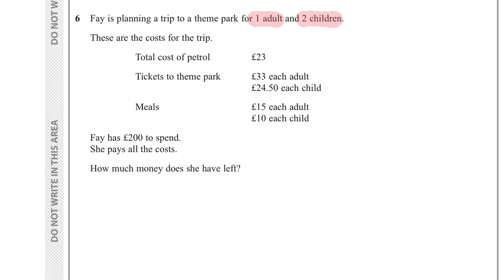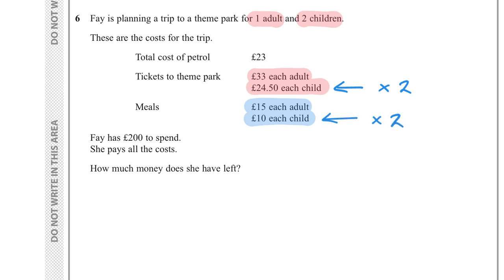Total cost of petrol, so £23 for the petrol. The tickets, £33 per adult and £24.50 per child. We know we have 2 children going on this trip, so we will at some point need to times that number by 2. Okay, and then we're looking at the meals. £15 per adult, £10 per child. Again, there are 2 kids going on this trip, so we're going to be doubling that as well.